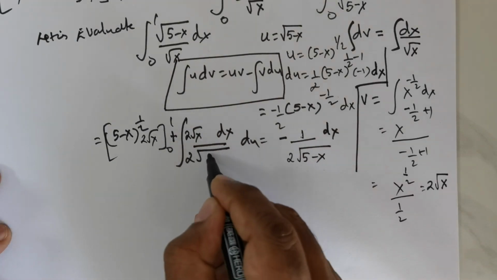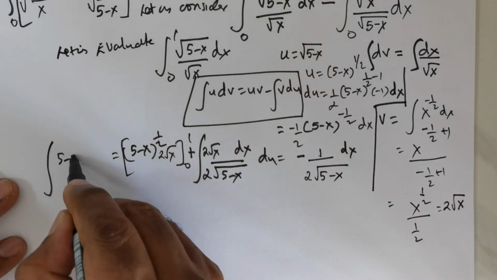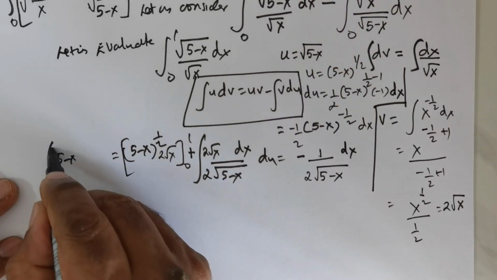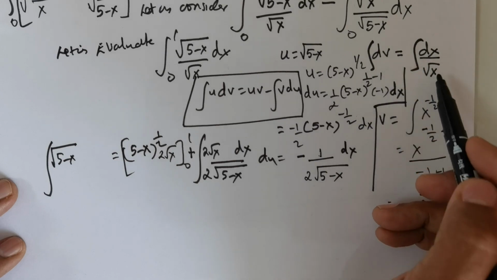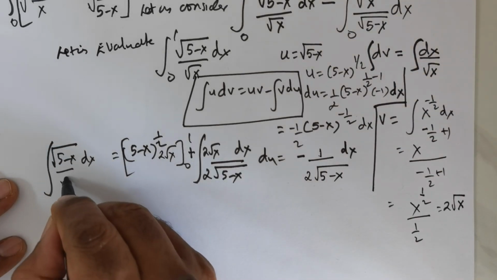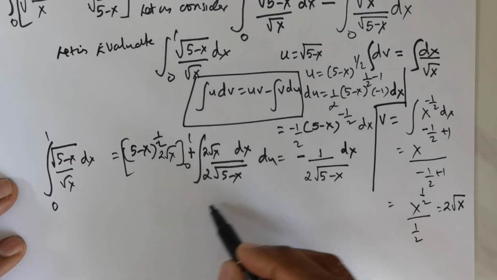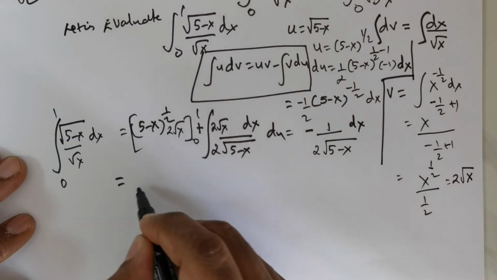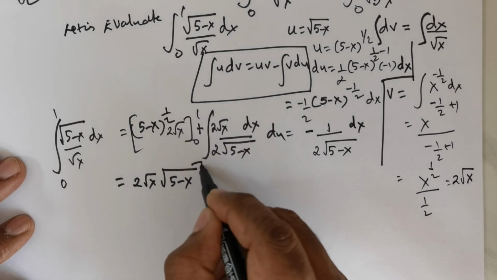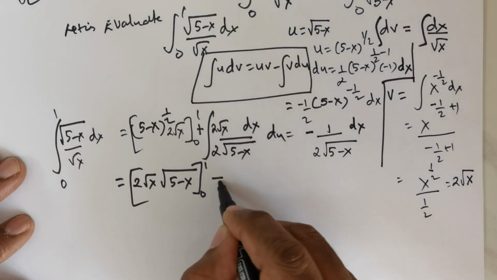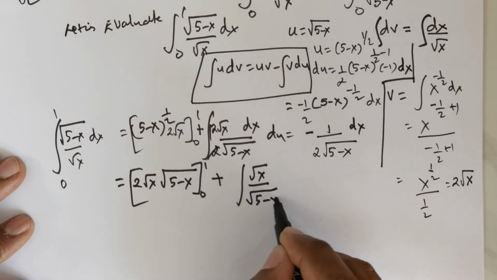So what is this? This is nothing but the integral. My u is (5 minus x) raised to the power of 1 over 2, and my dv is the quantity dx over root of x. So this is dx over root of x, and the limits are 0 to 1. This is the quantity that we considered, and this is the outcome. Now I can rewrite this as 2 times root of x times root of 5 minus x, the limits are 0 to 1. The positive 2 can be cancelled. I get root of x divided by root of 5 minus x times dx.